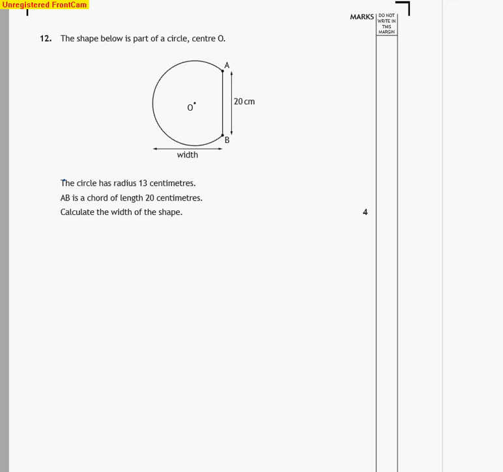Okay, question 12. Shape the lowest part of a circle. The circle's got a radius of 13. I'll just write that up here. Radius is 13.